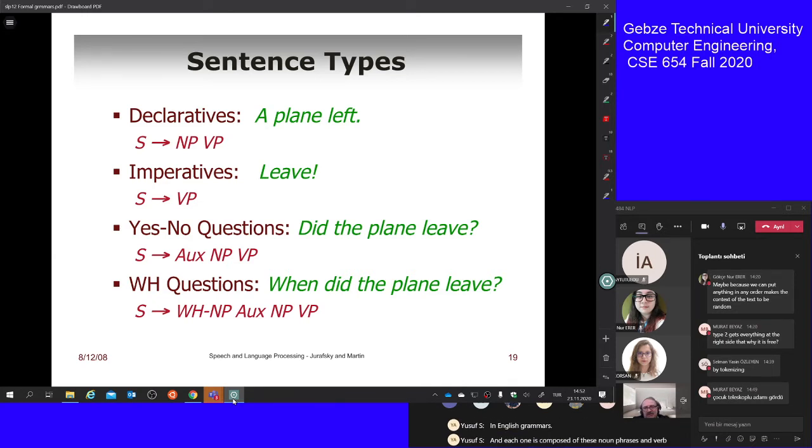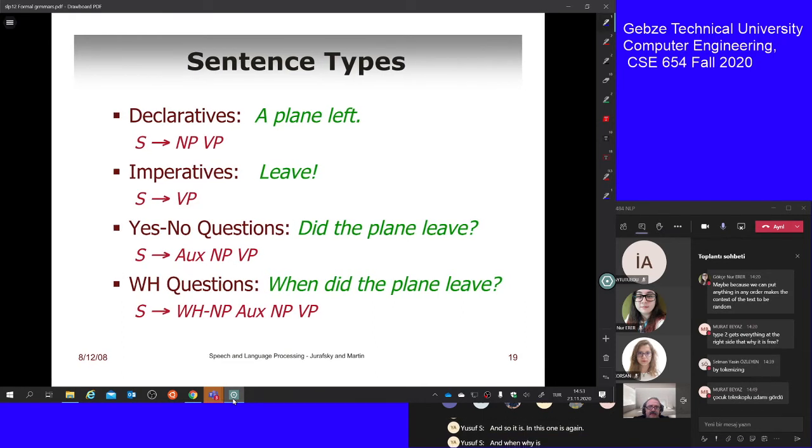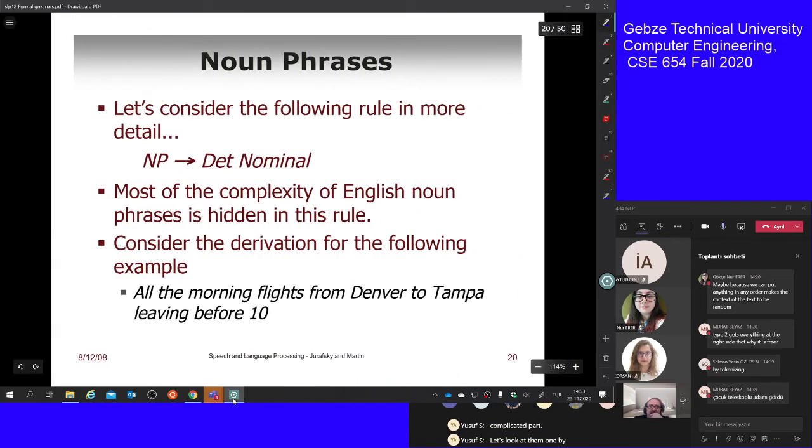Okay, this auxiliary is simple. It is did, is, etc. Right? Does, do, have, etc. And this one is again when, why, etc. It is simple. So noun phrase and verb phrases are the complicated part. Let's look at them one by one.